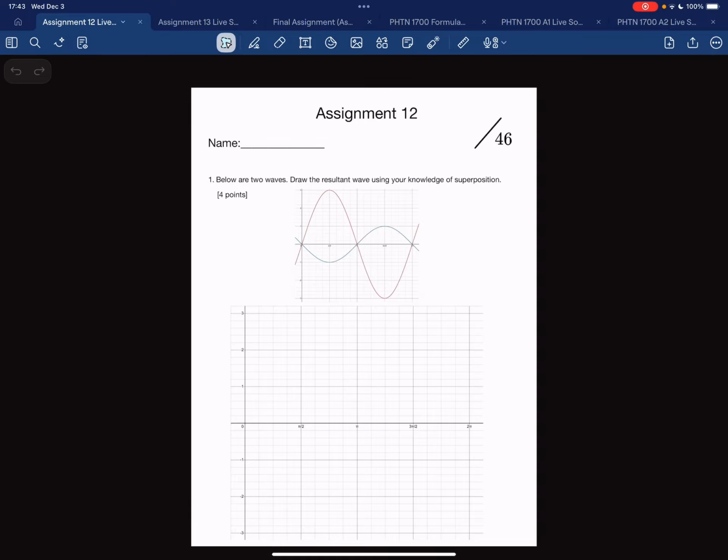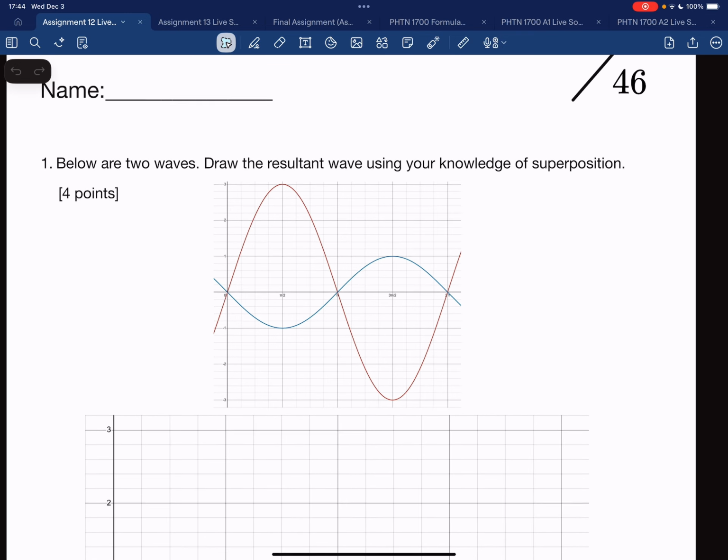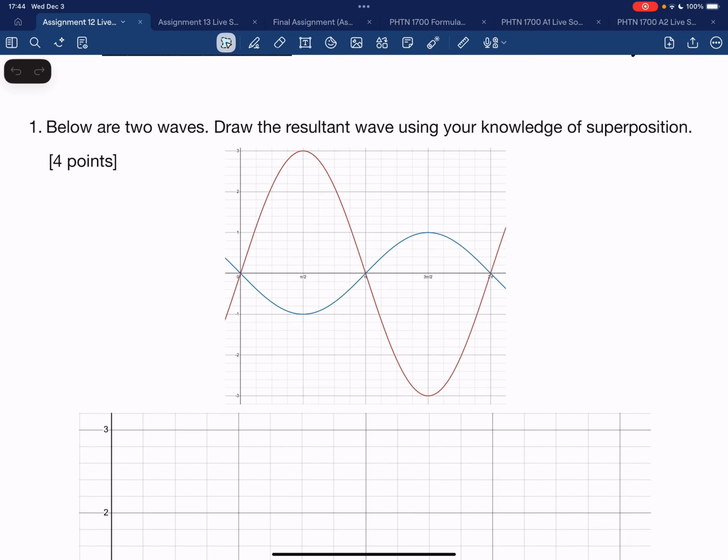All right, hello. This is the solutions for assignment 12. So below in this graph, I have two waves. Draw the resultant wave using your knowledge of superposition.